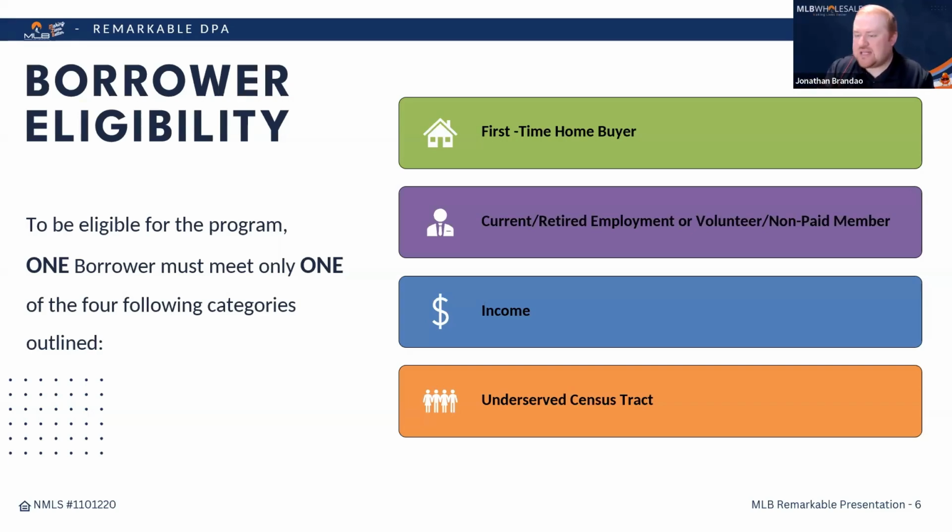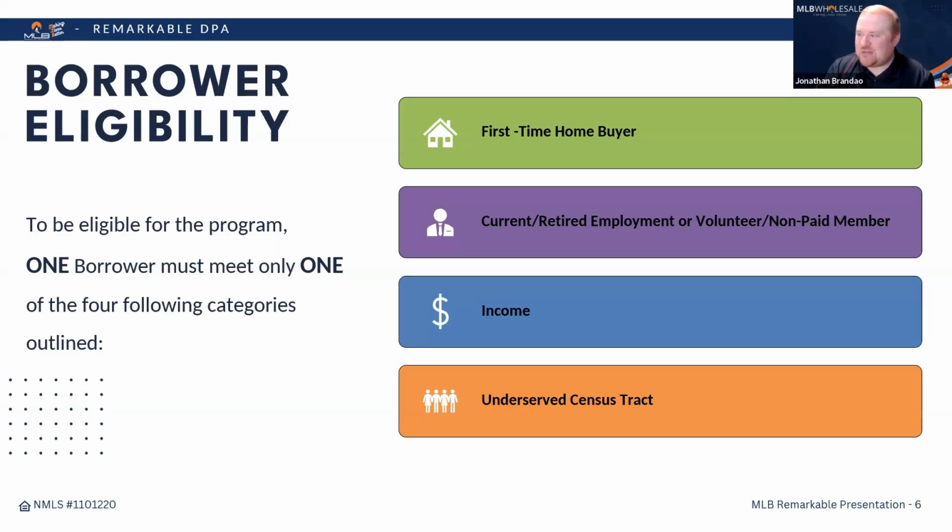So the first one here is first-time homebuyer. You could do it off of that. You could do it based on their employment or volunteer history. You could do it based on income, or you could do it based on just the home by itself if the home is in an underserved census tract. So that's not even the borrower. That's if the home they're purchasing is in an area that's considered underserved. That qualifies them for the program. Don't even need to worry about those other three categories. So that's a big one.